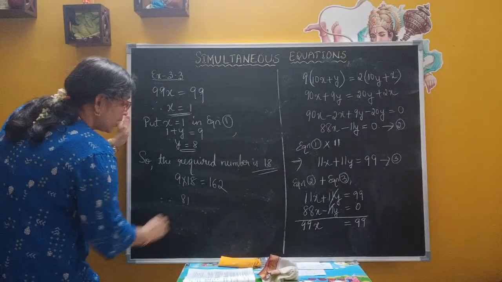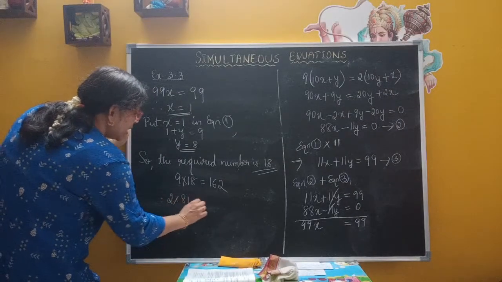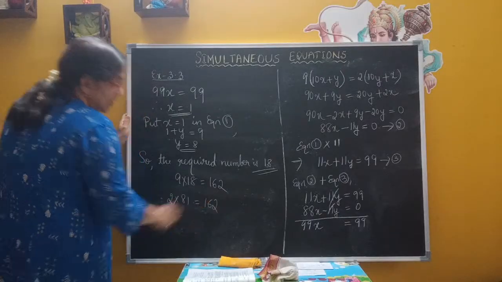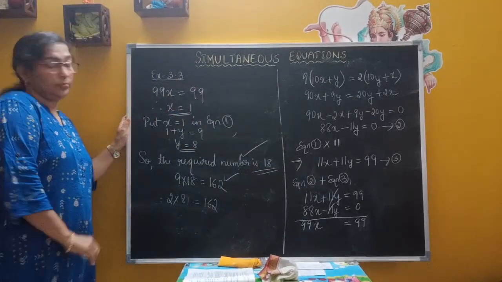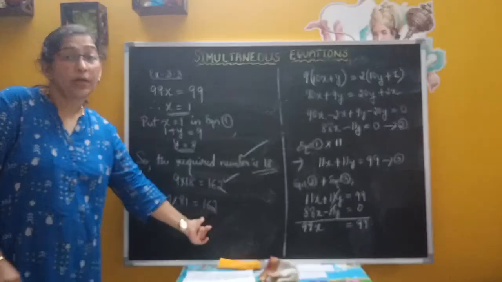If you reverse 18, what do we get? 81. Twice of 81, 2 times 81, how much do we get? 162. So our answer is right. Okay, so this is the way to verify your answer.